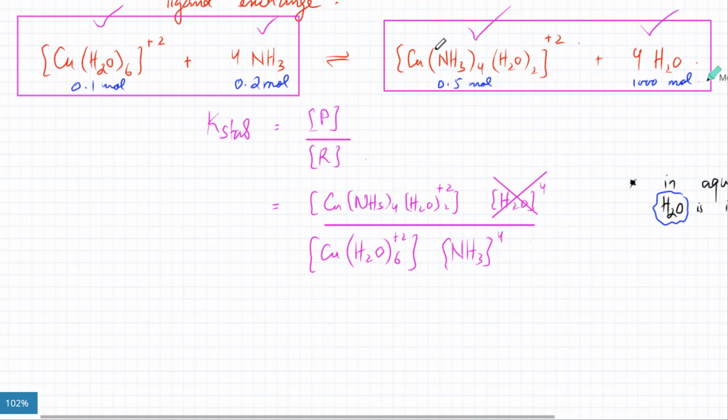Like if this reaction goes forward and the moles of this particular complex increase by 0.5, the moles of water would also increase by 0.5, according to the ratio. But it would increase by a very small amount, and its concentration would almost be a constant. Zaib, do you get the point?